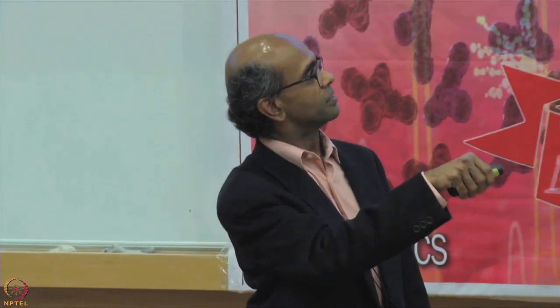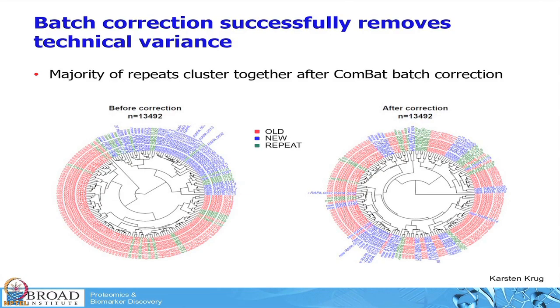So the left side shows hierarchical clustering. Hierarchical clustering groups similar things together. So when you say, here are all my samples, show me things that are similar and put them together, you can see all the blue ones, which are the new batch, grouped together, all the red ones, which is the old batch, grouped together. And the green things in the middle are the replicates. So even the replicates don't go together, they go with the batch. So this is a very strong batch effect that overrides any biological signal you might have.